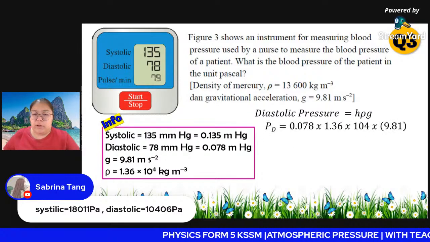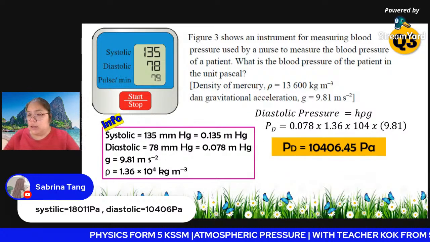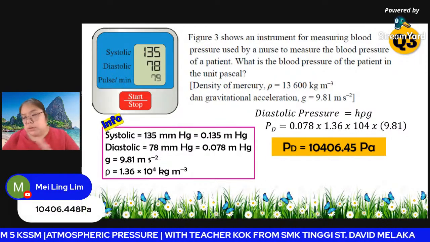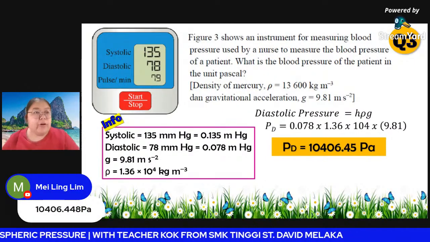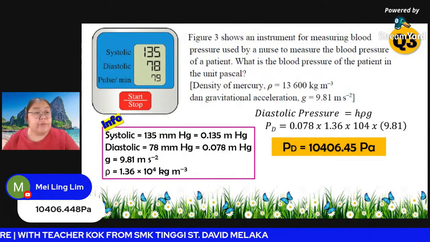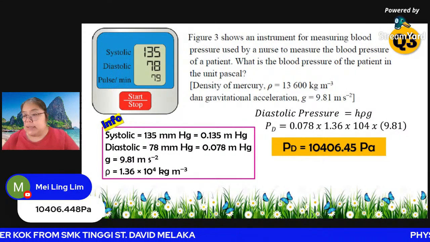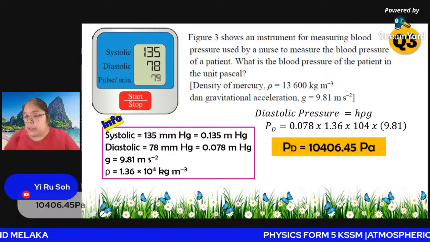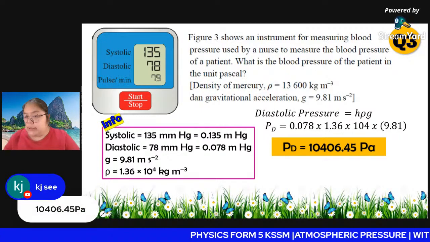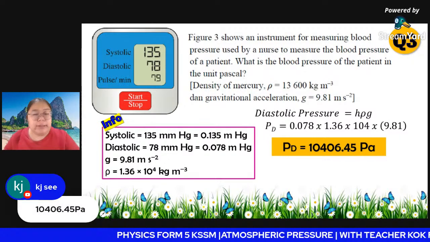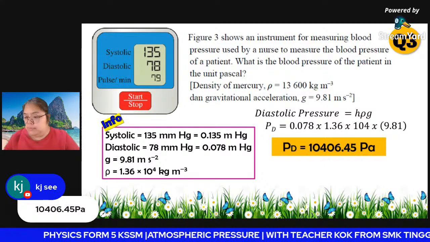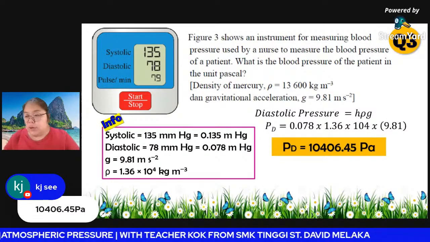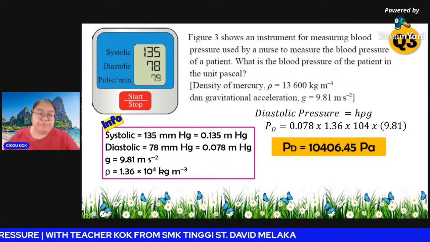Diastolic, the answer is 10406.48448. From the mailing, there's 448. So from here, we can also say 45 Pascal. Okay, correct. Sika Jin, correct. So the answer, you want to put standard form also can, you want to put Pascal also can.